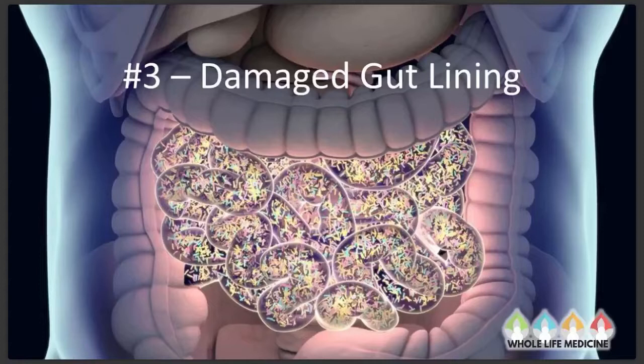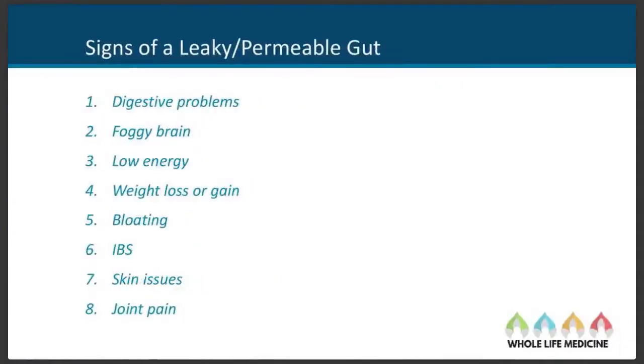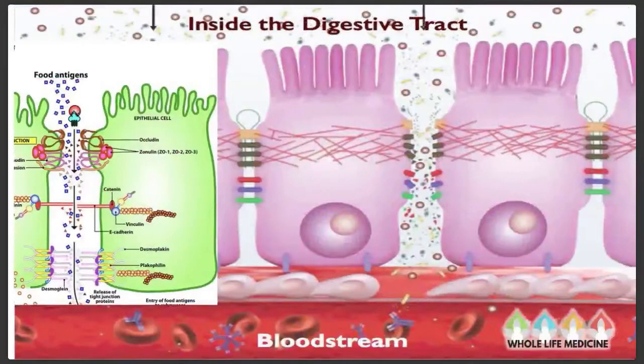And this is where we're going to look just a little bit deeper, especially with thyroid. Signs of a leaky or permeable gut will have these somewhat non-specific things like digestive problems, foggy brain, low energy, weight loss or gain, bloating, IBS as a diagnosis, which stands for irritable bowel syndrome, skin issues or joint pain. A lot of the time, these are signs of where the gut is being damaged by immune mechanisms. They're non-specific and they're super common. So lots of people don't think about these things as precursors to something bigger, just happening generally in the digestive tract.